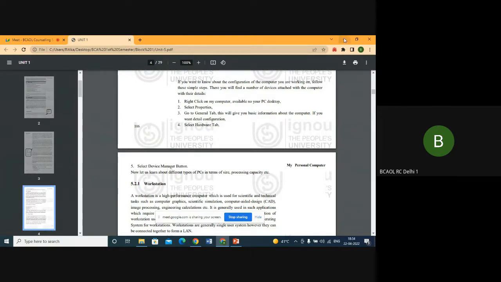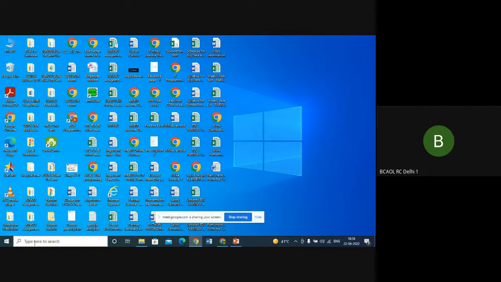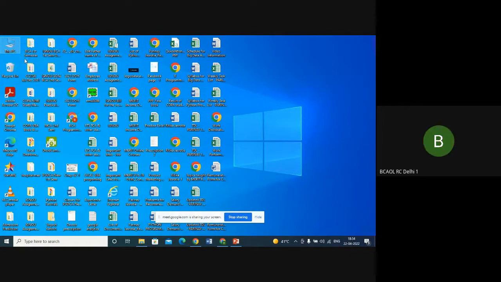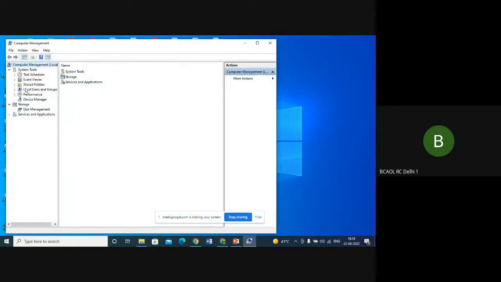How would you go to the device manager? In Windows 10, you can write in the search box device manager, and you will get that. We can go to the control panel. Otherwise, you can also right click and click on manage, and from there also you can go. And with Windows R, that is Run, there is also a shortcut. This is the device manager.